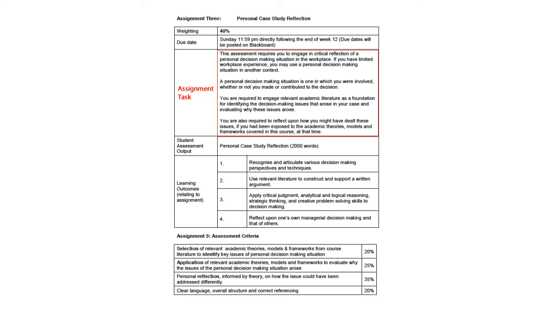Then you have to reflect on how you might have dealt with those issues if you had been exposed to what you have seen in this course at the time of the decision. In other words, how would you have used what you've learnt in this course? Remember, the primary purpose of what you're doing is to produce a reflection. Make sure that the majority of what you write is the reflection itself.